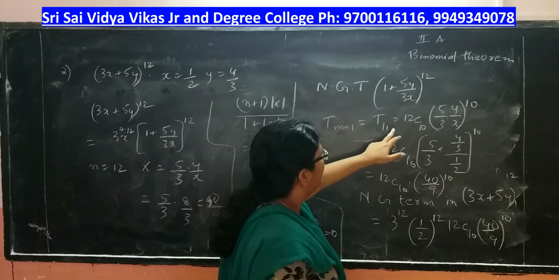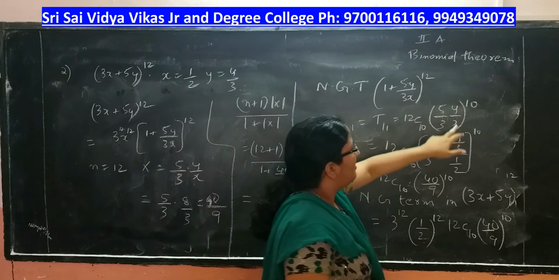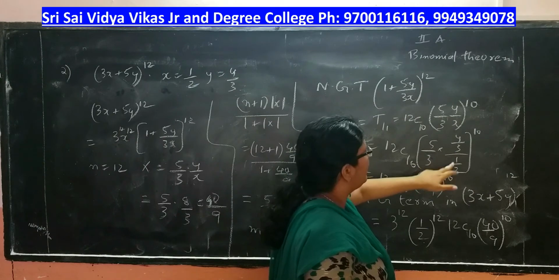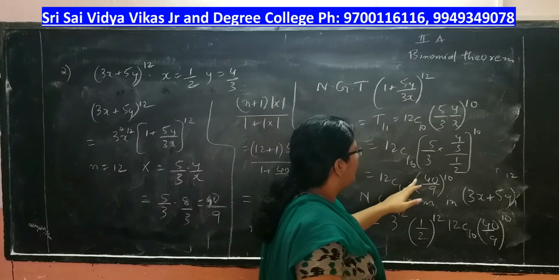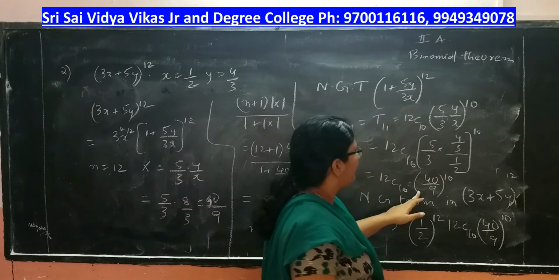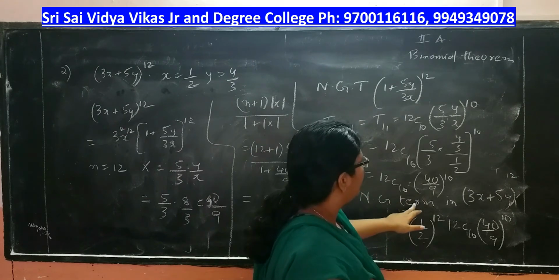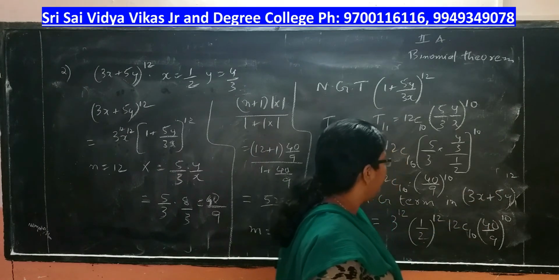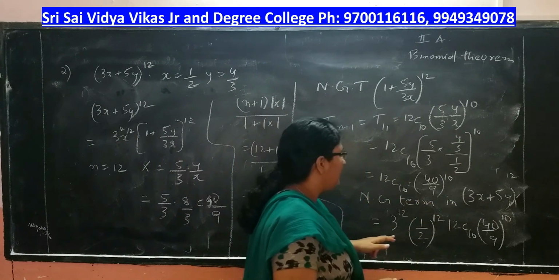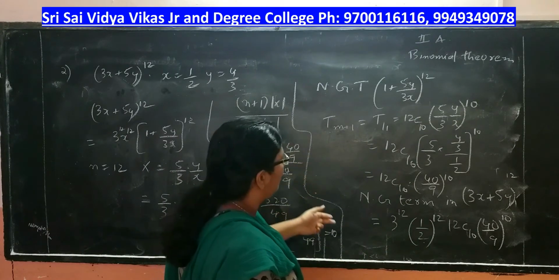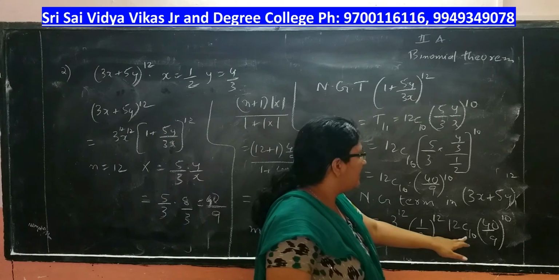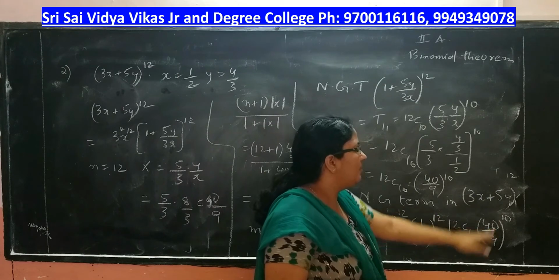Now the T11 term is 12C10 (5/3 into y/x)^10. 12C10, 5/3 into y value 4/3, x value 1/2, whole power 10. 12C10 (40/9)^10. This is the numerically greatest term in (1 + 5y/3x). The numerically greatest term in (3x + 5y)^12 is equal to 3^12 (1/2)^12 into 12C10 (40/9)^10, since we have to take this out.